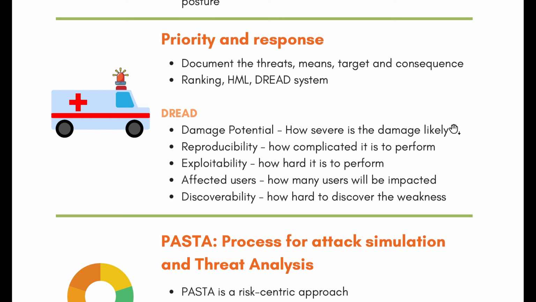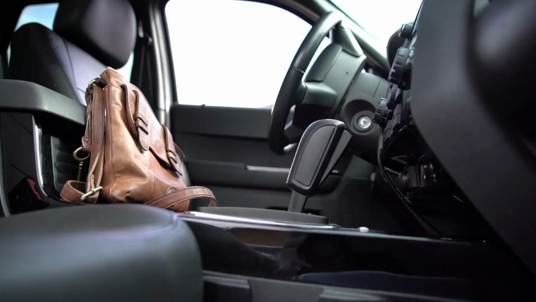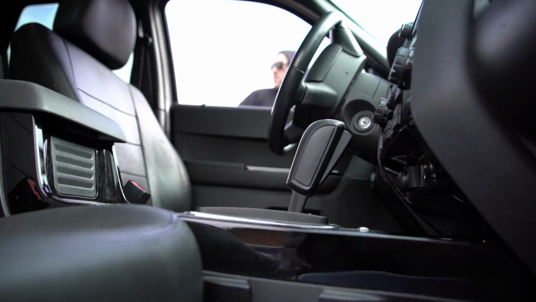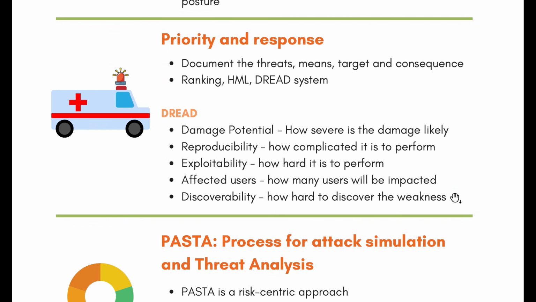Reproducibility, how easy it is to reproduce the attack. Exploitability, how hard it is to execute the attack. Affected users, how many users are impacted. Discoverability, how difficult it is for an attacker to discover the weakness. You will have to give numbers from 1 to 10, where 1 is the least and 10 is the most. And in the car example that you just now saw, discoverability is very high, so you will be giving 10, right? And affected users may be 1%.